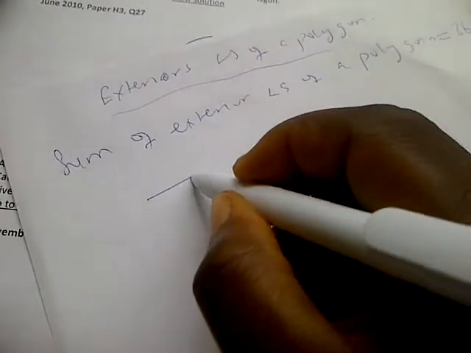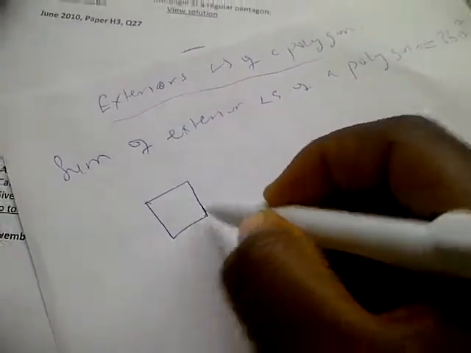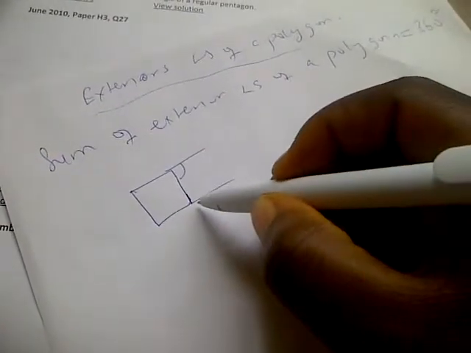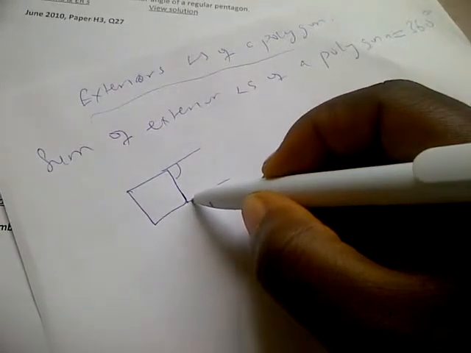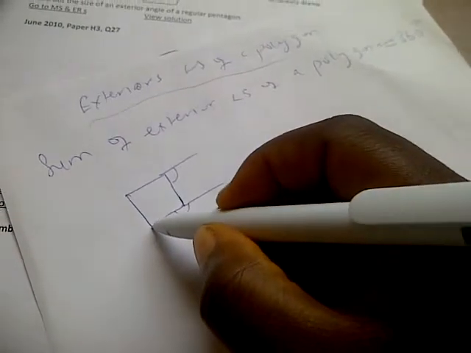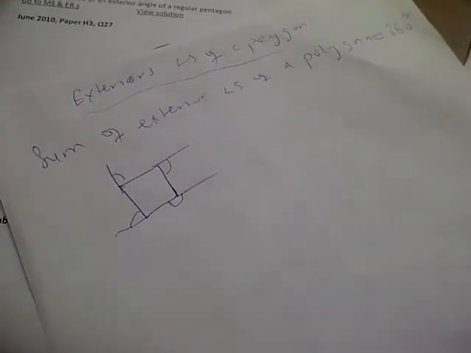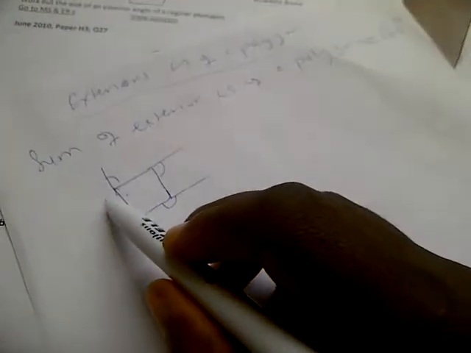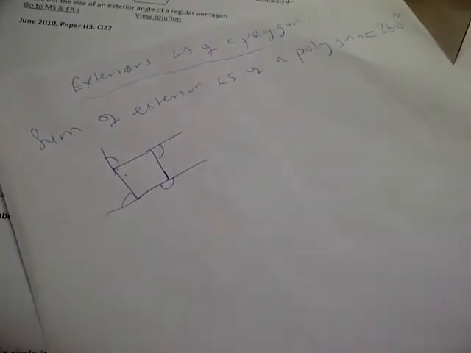For example, if you have something like this, a quadrilateral, and you have something like this, maybe something like this, and something like this. If you calculate all these exterior angles, it's more like going round. Maybe from this point you went to this point, you went to this point, and you went to this point. Remember that angles at a point is 360 degrees. Okay, so if you're asked to calculate the sum of exterior angles in a polygon, it is 360 degrees.